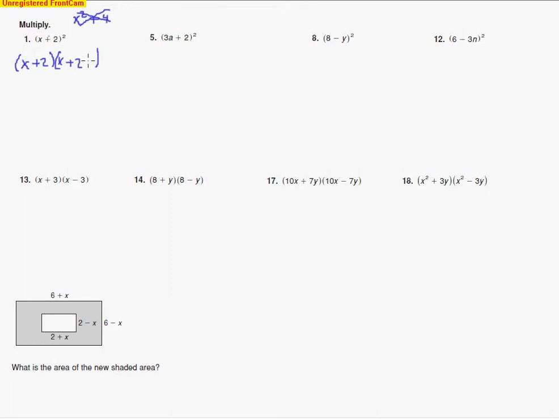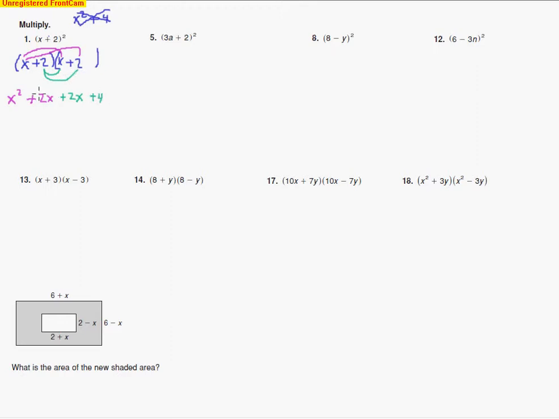Well, if we have two binomials, we use the FOIL method. So we're going to multiply those first terms. X and x make an x squared. And then we multiply the outside terms, so x times 2, and that gives me a 2x. Then we move on to the inner terms, and so that's the 2 times the x. And then the last terms, the 2 and the 2, give us 4.